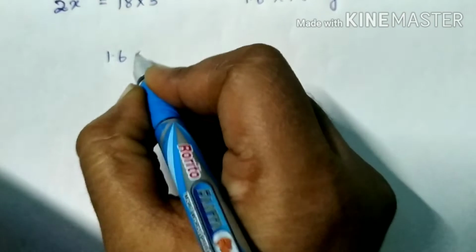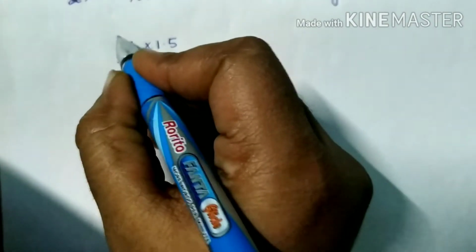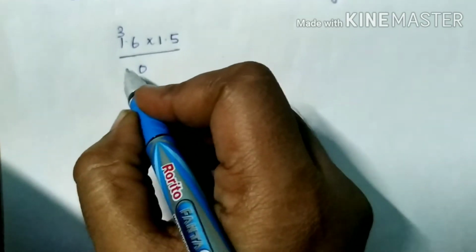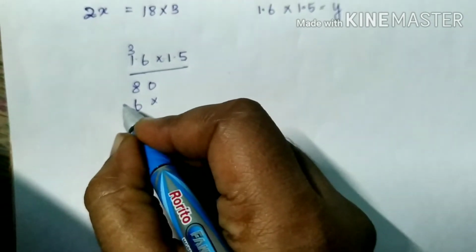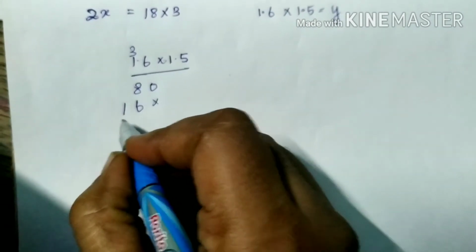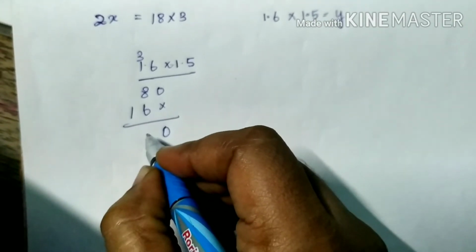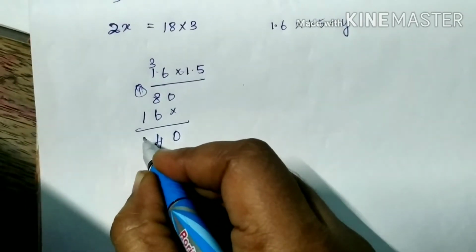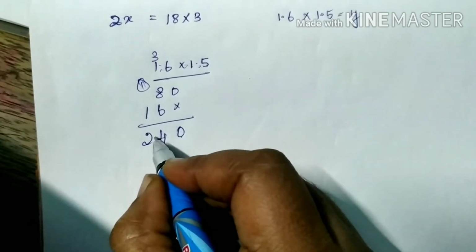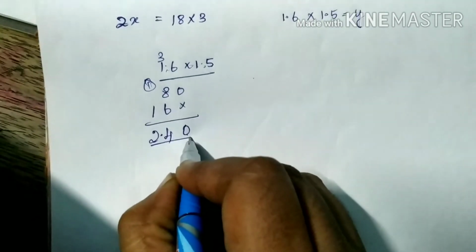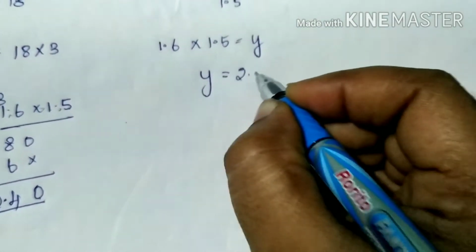So 1.6 into 1.5. 5 6s are 30, 3 carry out. And 5 plus 3, 8. If you are multiplying by a number, it will be same, 6 and 1. 1 into 6 and 1 into 1. So now the value is 0 and it will be 14. Carry out 2. So here 1 digit and here 1 digit is in decimal. So before 2 digits, you have to keep the decimal point. So now the value is y is equal to 2.40.